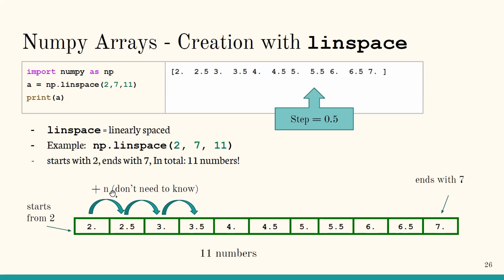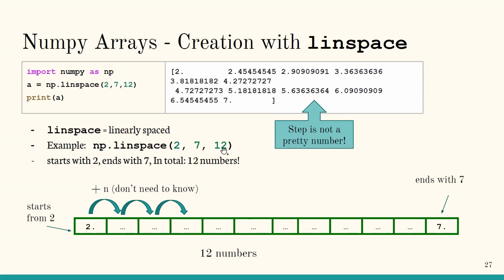Okay. So in here, we don't know the step. Your computer will calculate that for you. We don't need to know the steps, right? Plus n. And it just happened that it looks pretty, right? The step is 0.5. What if we change 11 to 12? It will still give you evenly spaced numbers, but it will not be pretty. It will not guarantee to give you a pretty step value. Because we don't need to know, right?